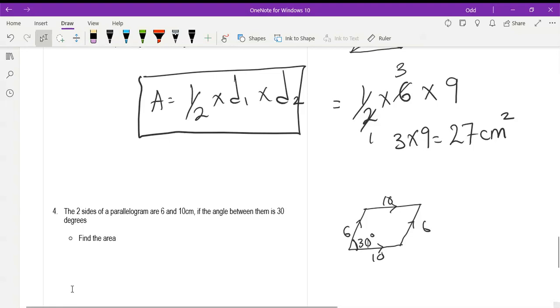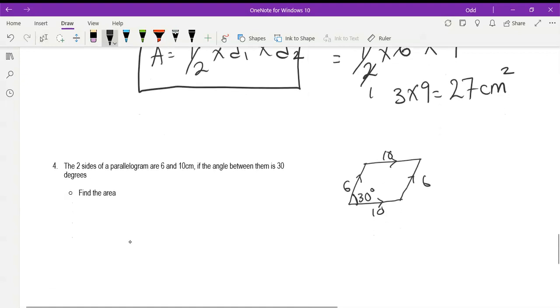So how do we do this? You can see we weren't given the height. We're just given the two sides. In this kind of situation, we use the formula area equals AB sine theta. That is the formula for the area of a parallelogram when you're only given the two sides, no height. We don't know the height, but we know the two sides and the acute angle between them.